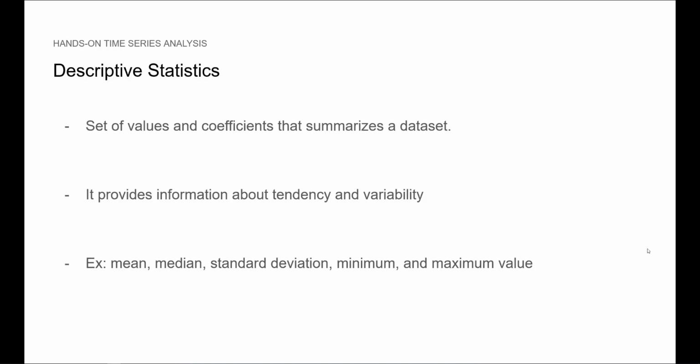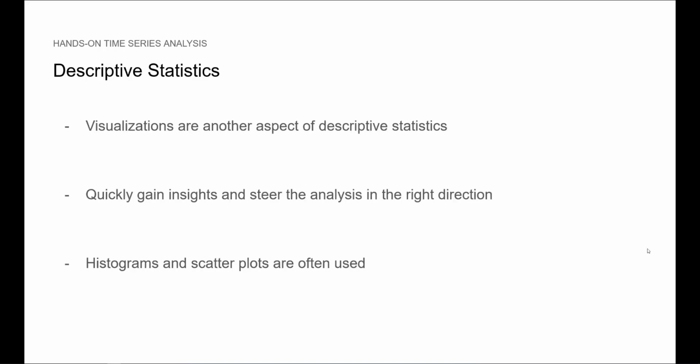Descriptive statistics are a set of values and coefficients that summarize a data set. They provide us with information about tendency and variability. For example, the mean, the median, standard deviation, minimum and maximum values are all part of descriptive statistics. Visualizations are another important aspect of descriptive statistics. They allow us to quickly gain insights and steer the analysis in the right direction.